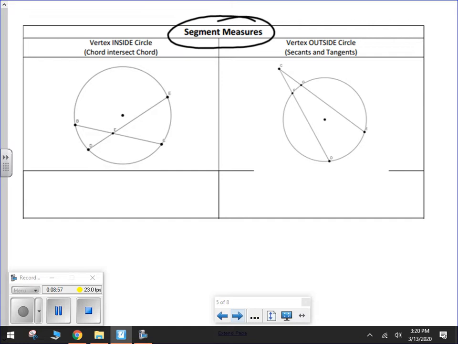So if my vertex is inside the circle, a chord intersects a chord, my relationship is going to be BF times FC. So those two equals DF times FE. Okay, and this is a part times a part equals a part times a part.